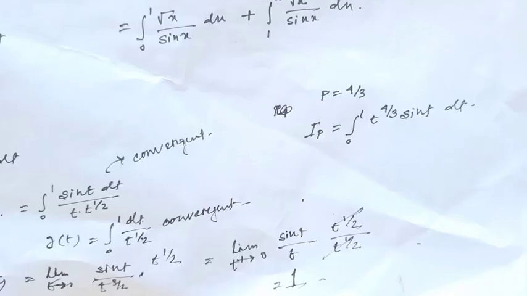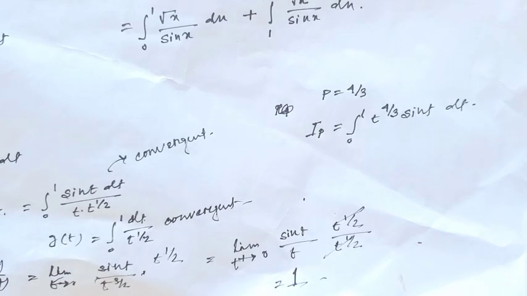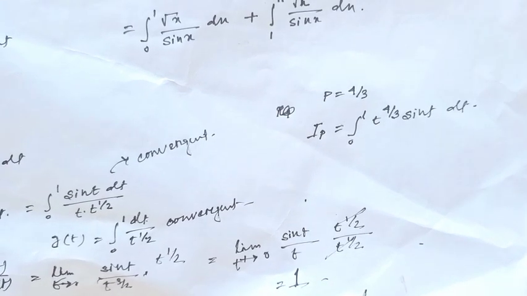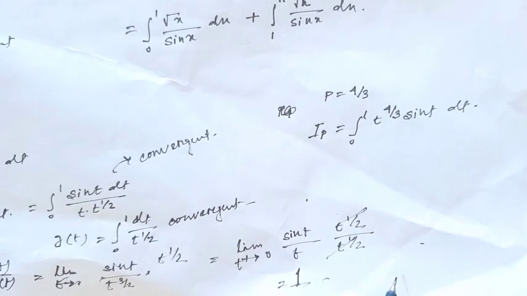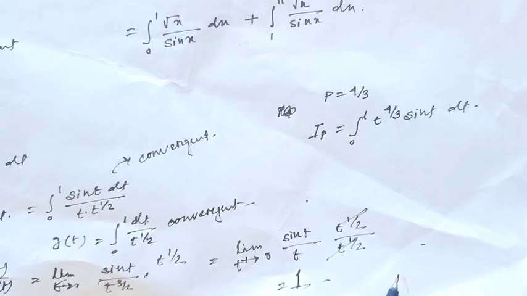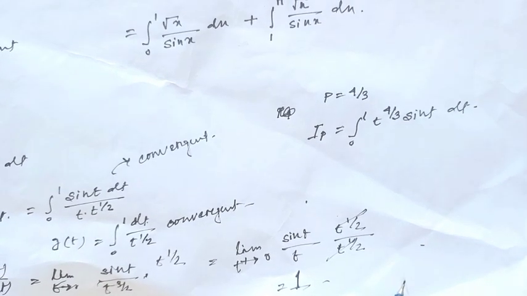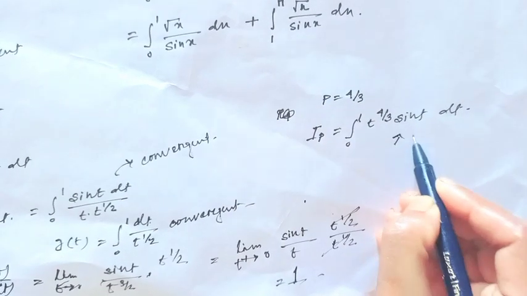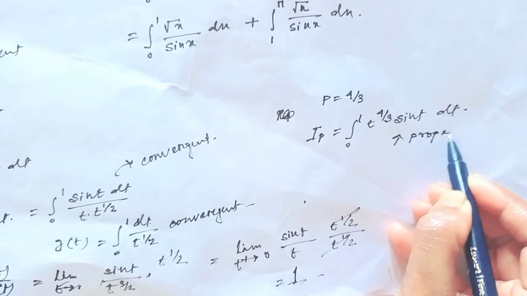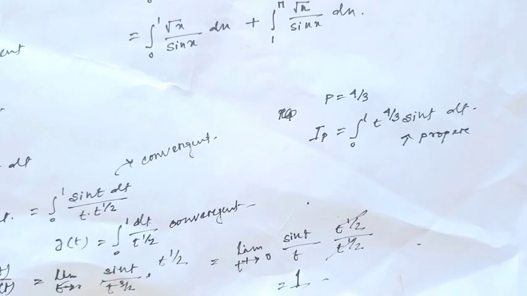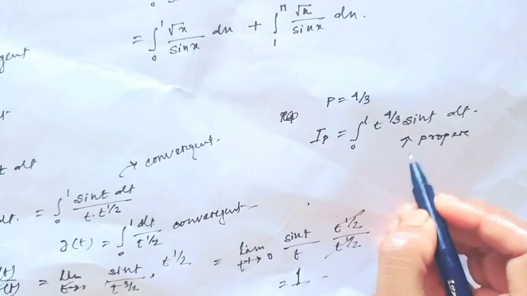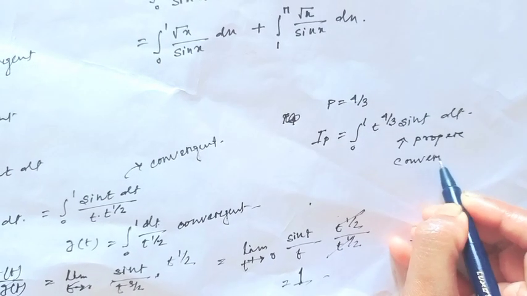And consider p equal to 4 over 3. Then I_p equals the integral from 0 to 1 of t to the power 4 over 3 times sin t dt. Obviously this integral is a proper integral. So there always exists a finite value, and since a proper integral has a finite value, it is obviously convergent.